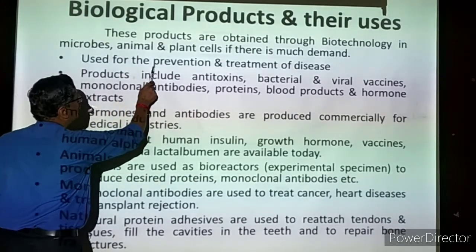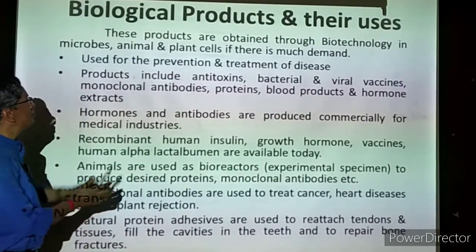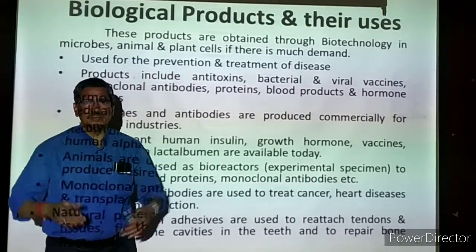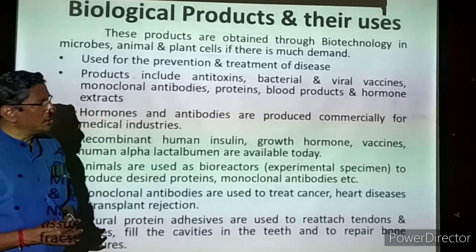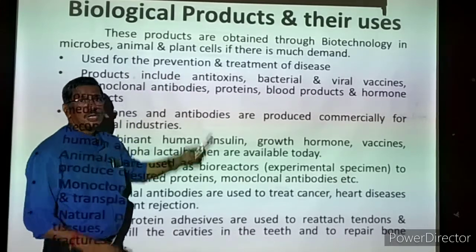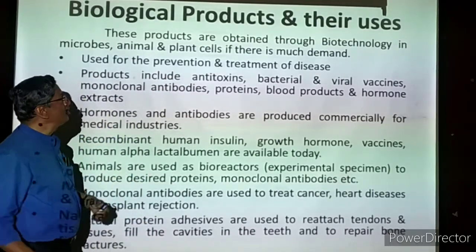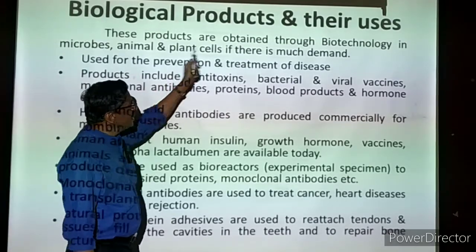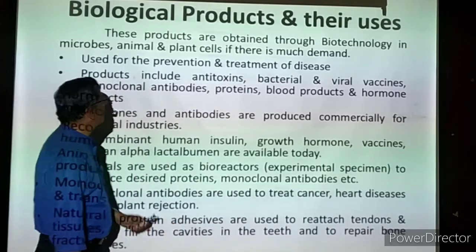It is used for the prevention and treatment of diseases. Biotechnology is useful to prevent disease. For example, vaccines. Already in biotechnology we have studied how recombinant vaccines are prepared. Why are vaccines produced? To prevent the disease. The disease will not be allowed to express in the individual's body. That is prevention, and it is already developed. If the disease is expressed, then comes treatment of the disease.